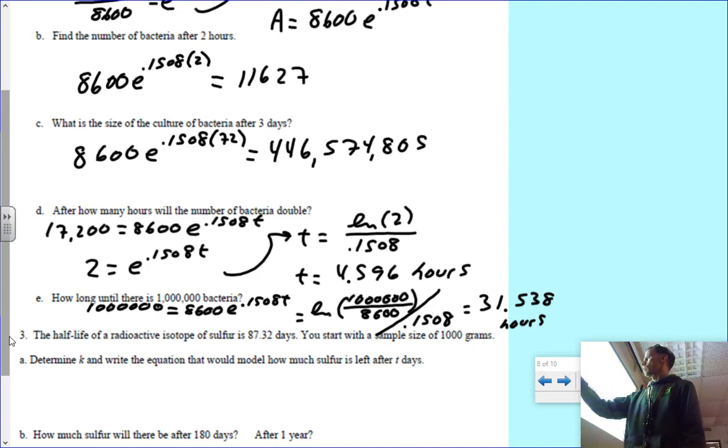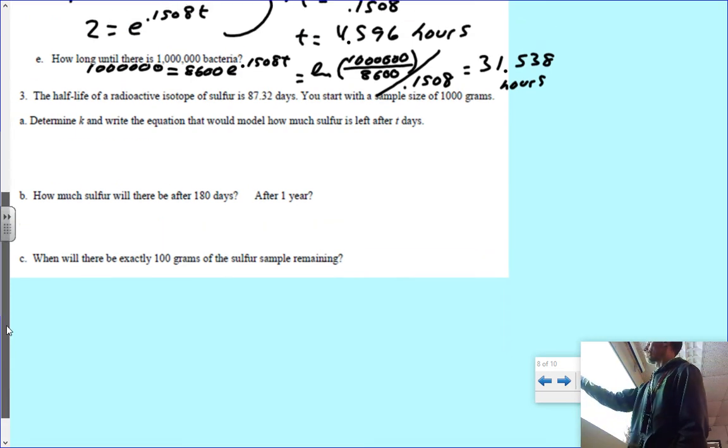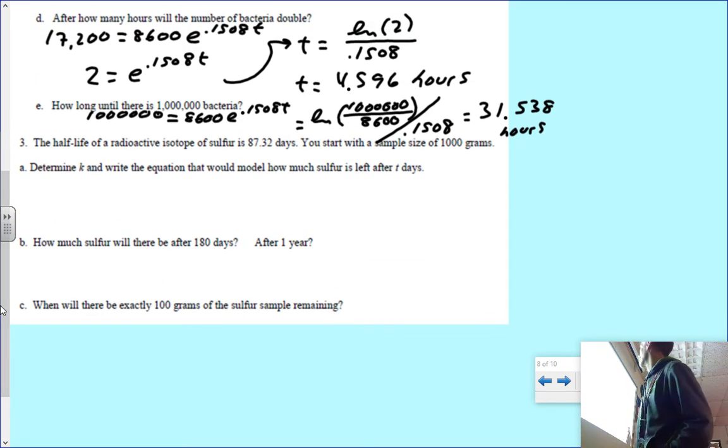And then I've got one more question on here. I'm going to try to zip through. I'm hoping this video doesn't end up being too long, but I do want to do one more example with half-life, because that's a very common one you're going to get also. Notice this problem in example 3, all you're given is the half-life of 87.32 days. And then we start with a sample size of 1,000 grams. So we know that's our A sub 0. But again, we don't know k.